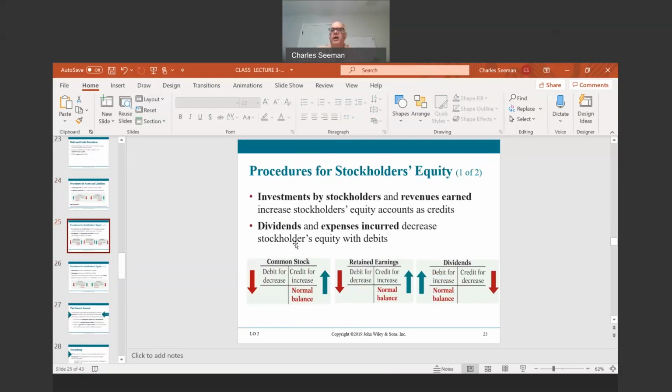On the right side of the accounting equation, everything is credit to increase. So that means all stockholders' equity accounts are credit to increase. That includes common stock and retained earnings.